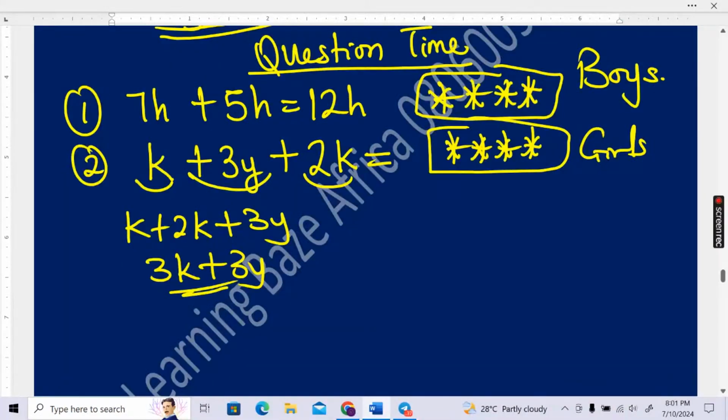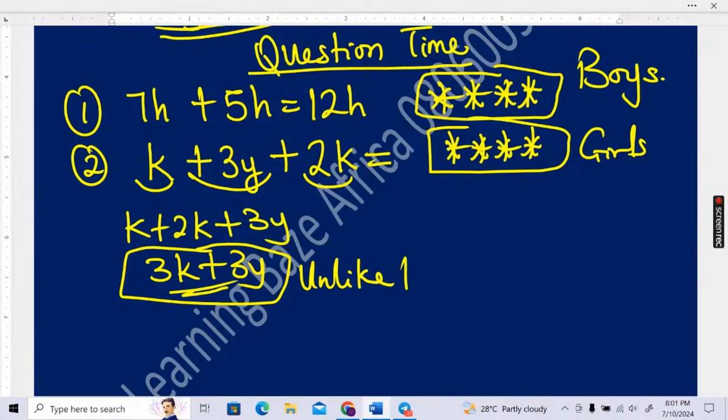People were still adding up the two terms. 3K and 3Y are different, so they are called unlike terms. When you have unlike terms, you cannot add them together. You cannot add and subtract unlike terms together. You can only add like terms. You can only subtract like terms.